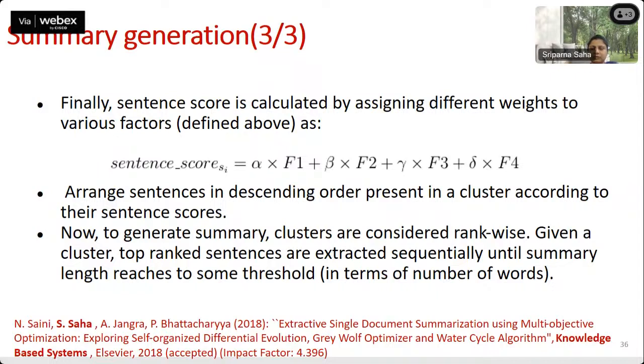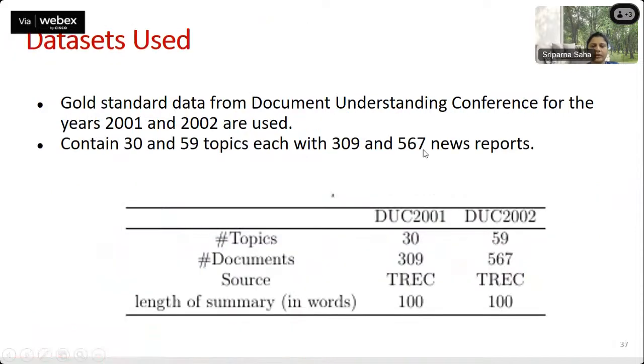This process will continue until we reach the summary limit. Each summary has a length limitation, so until we reach that limitation, we will keep on doing this. So to generate the summary, clusters are considered rank-wise. Given a cluster, top-ranked sentences are extracted sequentially until the summary length reaches some threshold in terms of number of words.